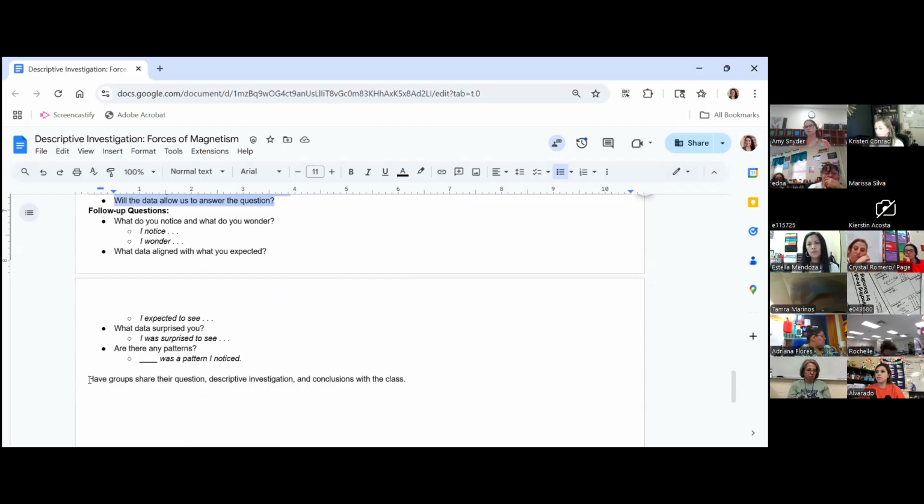This last piece here, you see it says have groups share their questions, investigation, and conclusions with the class. This could happen in a variety of ways, right? It could be them standing up and talking about it. They can generate some sort of visual presentation, maybe a poster board, maybe a Canva, or it could be simply they are writing down their observations and you're sharing that with the class. However you want to help them share what they've learned during their investigation is up to you and them and what you know will work best for you and your students.